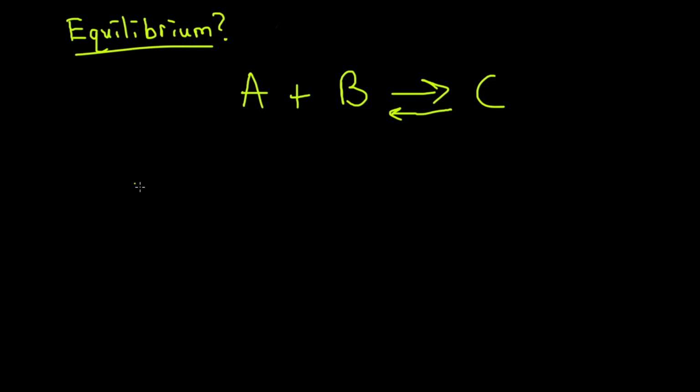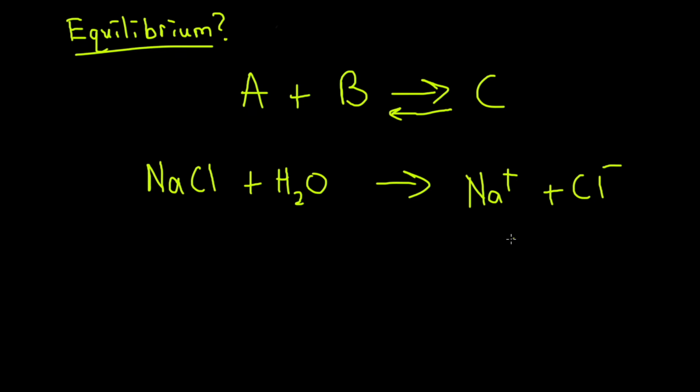So for example, if we have salt, NaCl, and water, that is going to produce your ions, Na+ and Cl-. Well, at the same time, these ions will be combining to form NaCl again. So this will be a back and forth reaction in which we will have the rate of the forward, the breakdown, and the rate of the composition reaction.